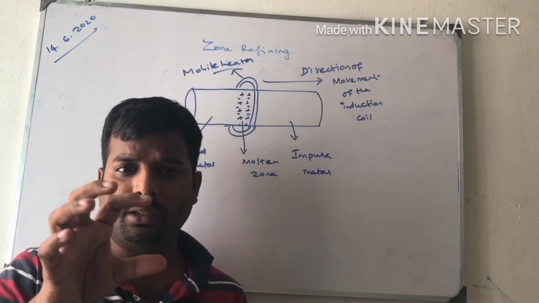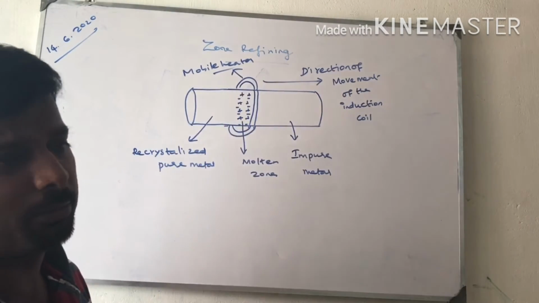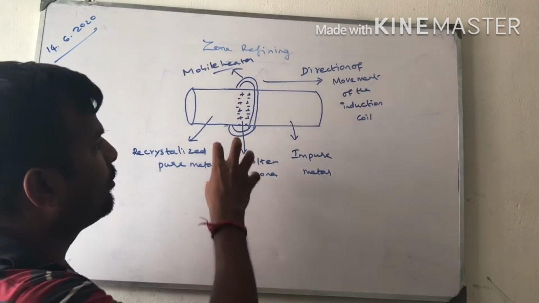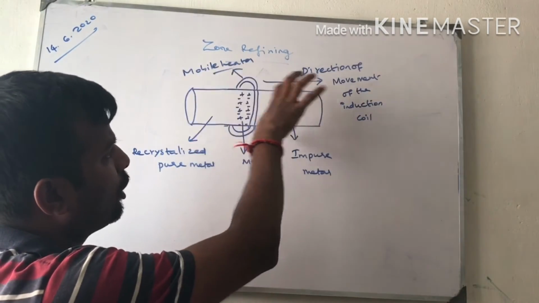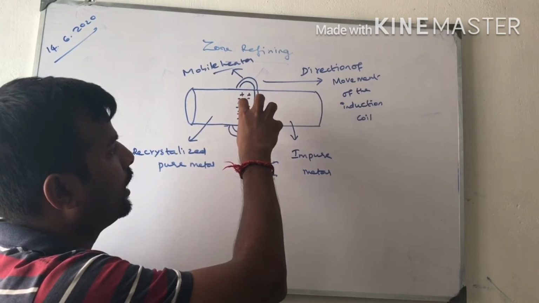So when a metal contains some impurities in a particular area, with the help of current we use the circular mobile heater moving over the metal at a particular zone.